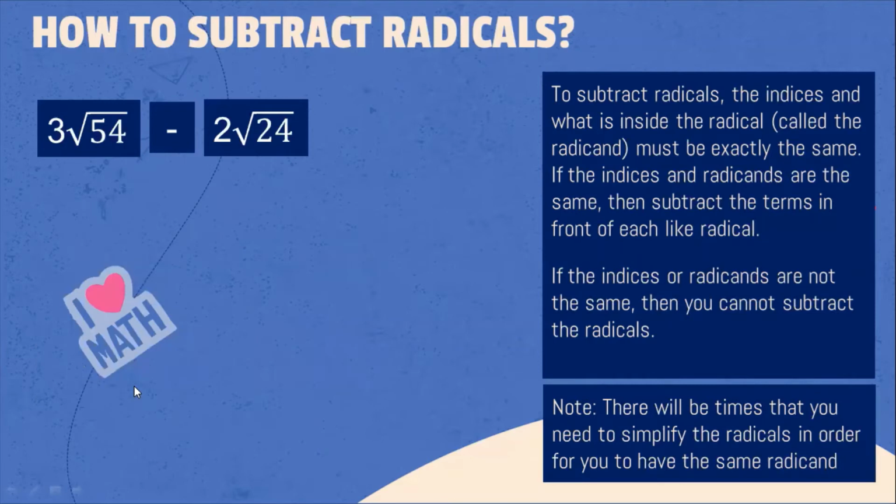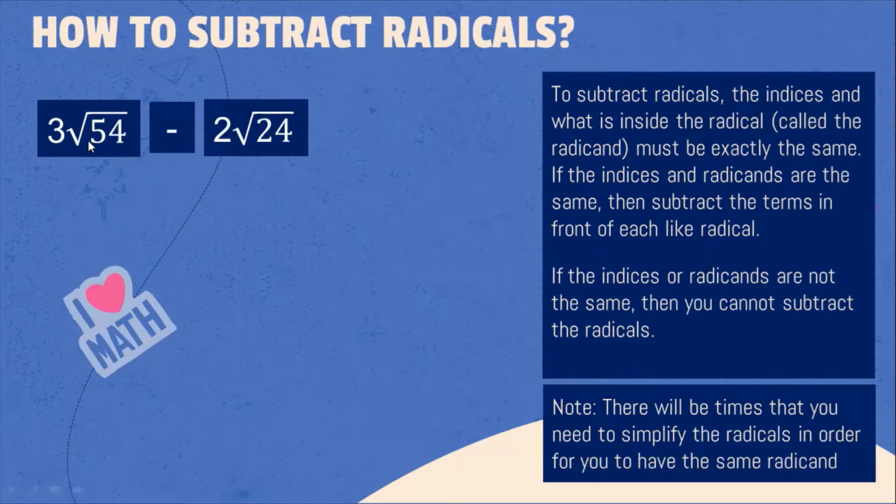Another example, 3 square root of 54 minus 2 square root of 24. Do we have the same index? Yes, we have. Do we have the same radicand? We do not have. But can we simplify both radicals? Yes, we can. We will be simplifying the square root of 54 and the square root of 24 by simply looking for a factor which is a perfect square.